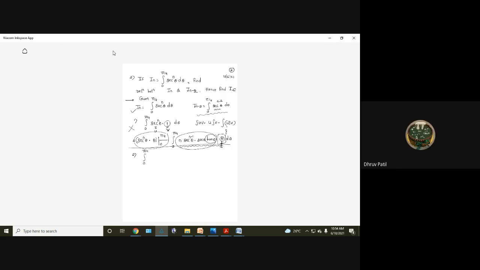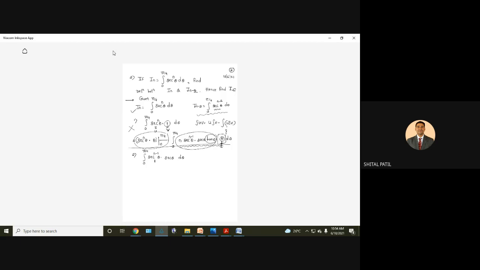Sir, directly integrating sec raised to power n theta. We cannot do that, how will we do it? It is not directly integrable. Yes, we can write 1 as sec square theta minus tan square theta. I'll go to that step. Before that, let me go through this step. One more option. I'll consider like this: sec raised to n minus 1 theta and sec theta.